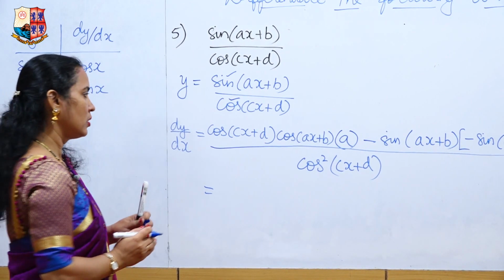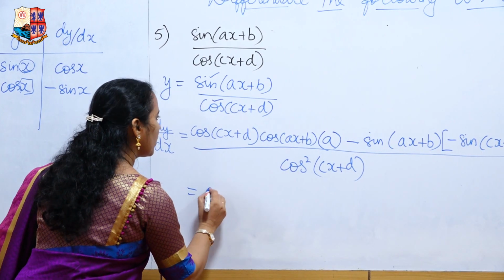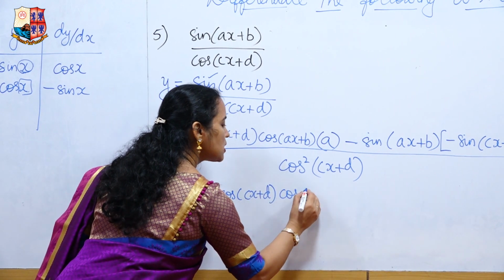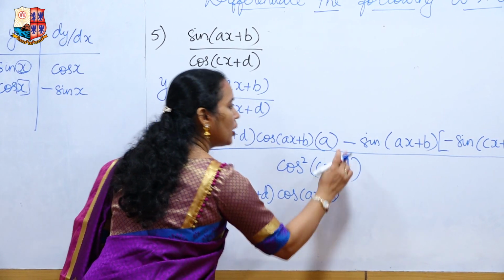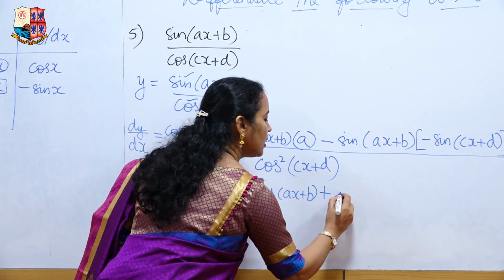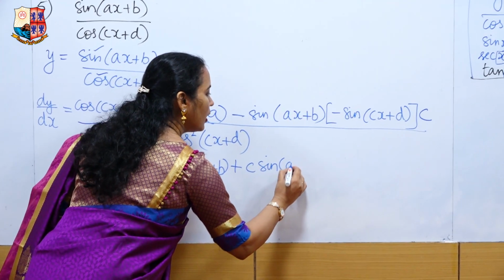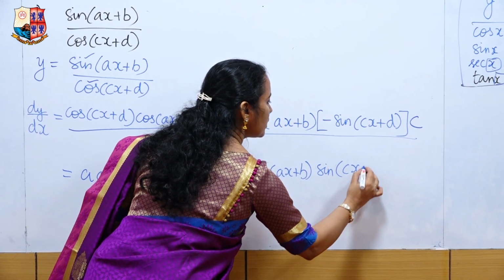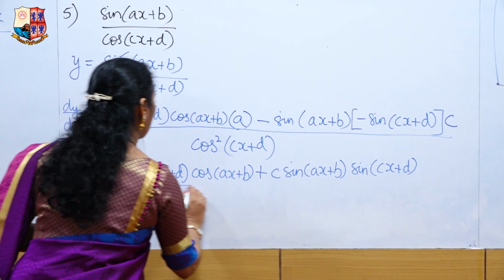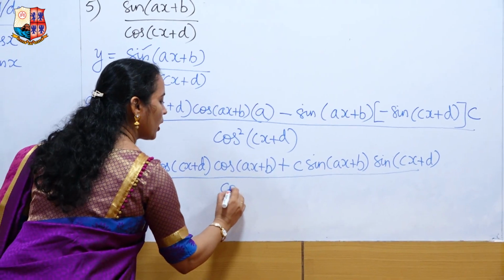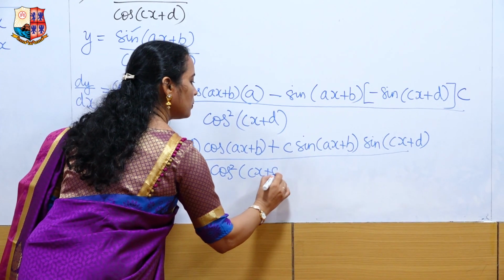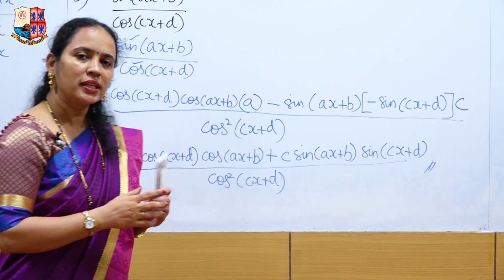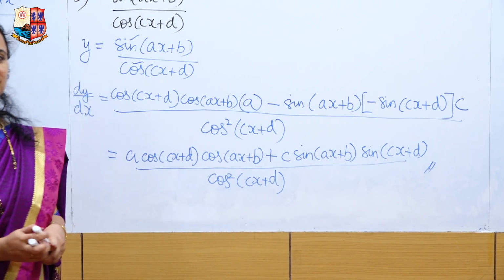Rearrange a little bit and simplify your answer. So a cos cx plus d into cos ax plus b, minus of minus, plus c sin ax plus b into sin cx plus d, upon cos square cx plus d. This is your answer. Quite a lengthy one, but not a difficult one.